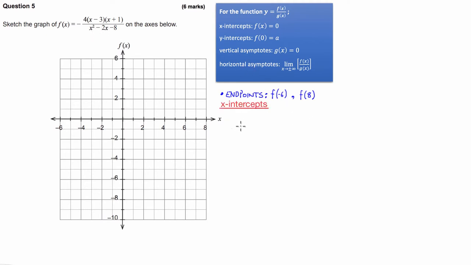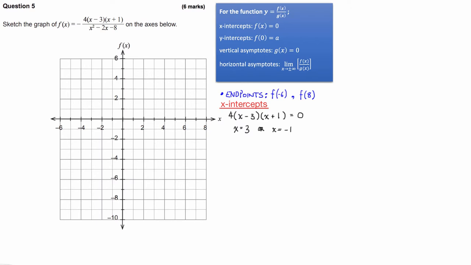Okay, so for our x-intercepts, guys, the numerator has to be equal to 0. So we know that for x take 3, x plus 1 has to equal 0. Now we're going to use the null factor law to evaluate this. So basically we know that x take 3 would have to equal 0. So x will have to equal 3, or x is going to have to equal -1.